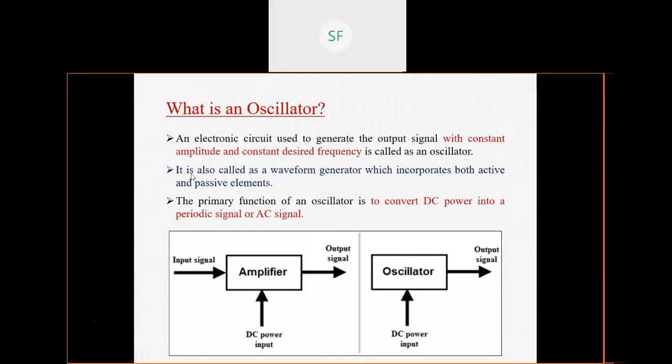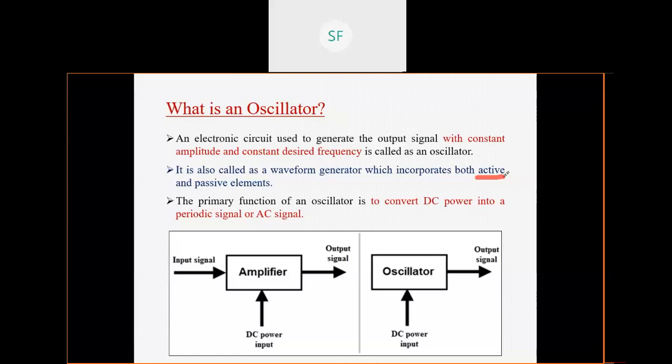Now sine oscillators are also called waveform generators, right? Which incorporate both active and passive elements. So basically an oscillator consists of active elements as well as passive elements. So what do you mean by active elements? Active elements are nothing but elements with internal gain, the elements which have their own gain.